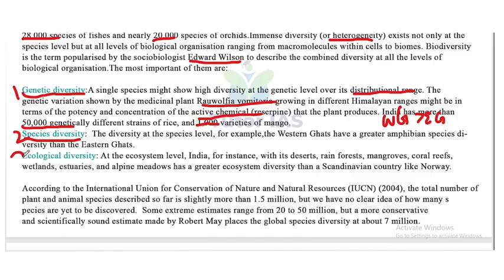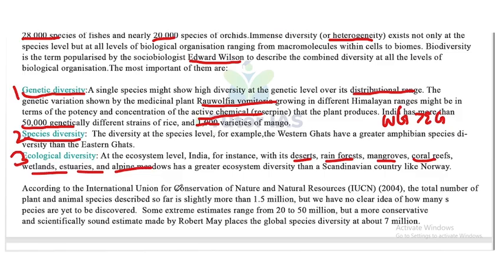Third is ecological diversity. It is nothing but the diversity at the ecological level. For instance, in case of India, with its deserts, rainforests, mangroves, coral reefs, wetlands, estuaries, and alpine meadows, it has a greater ecosystem diversity than a Scandinavian country like Norway or Finland.